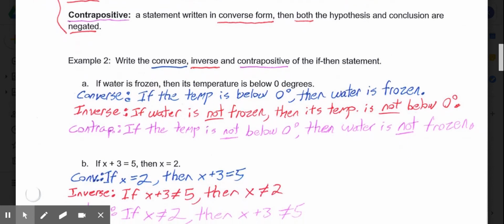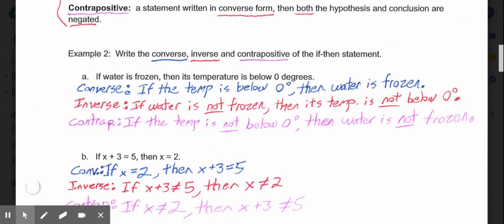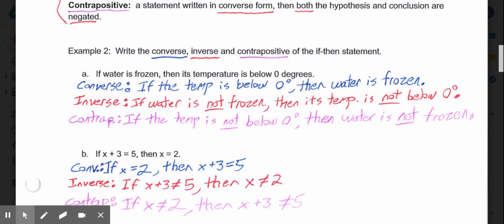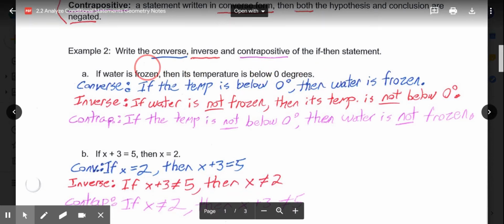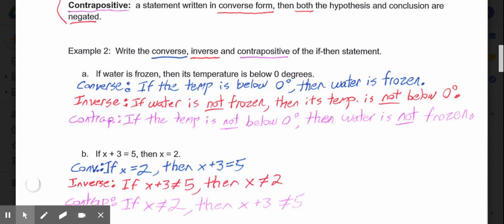So example 2, they're asking us to write the converse, inverse, and contrapositive of the if-then statement. So our original statement was given to us, the original conditional on top. If water is frozen, then its temperature is below 0 degrees. So obviously they're talking Celsius. So our original, if water is frozen, then the temperature is 0 degrees.